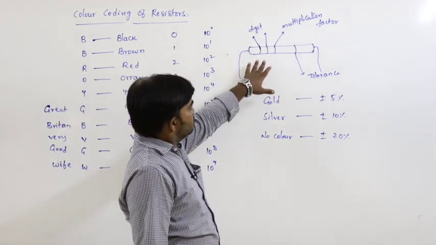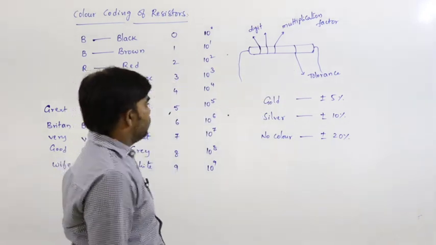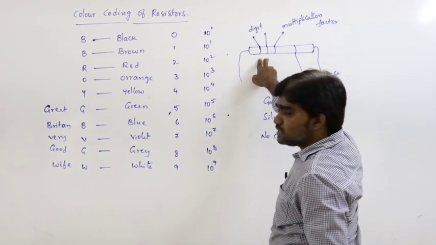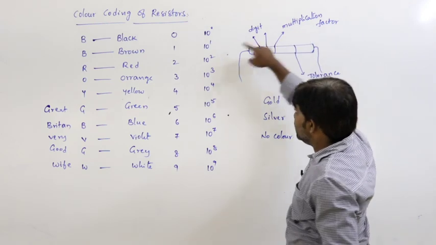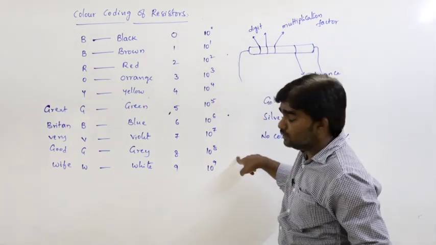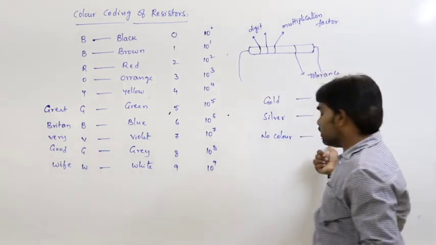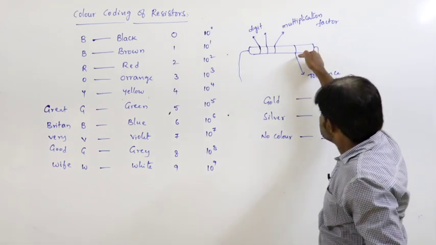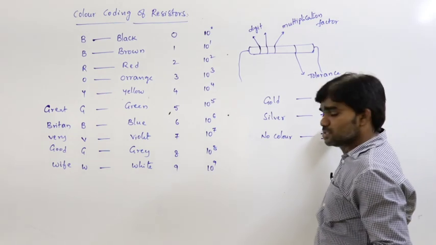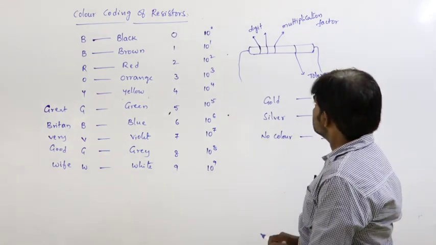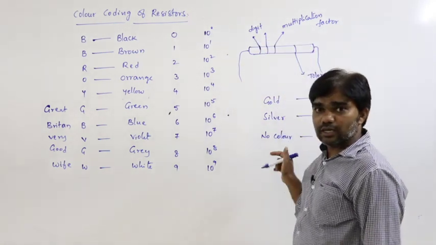So, this is the way to represent the resistance of the given resistor based on this color coding. The first two colors indicate the first two digits, and the third color indicates the multiplication factor. And the fourth color, if there is no color, then the tolerance is plus or minus 20%. If it is gold, the tolerance is plus or minus 5%, and if it is silver, it is plus or minus 10%.